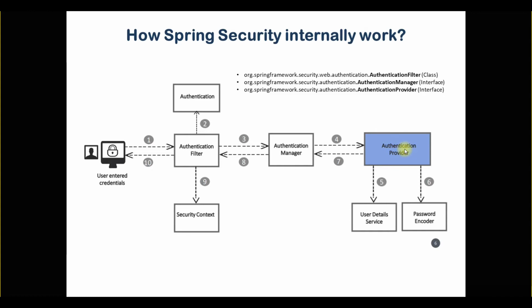In the authentication provider we will use two interfaces. The first one is the UserDetailsService, and the second one is the PasswordEncoder. The UserDetailsService is the interface which holds the user schema, like how my user details should look. Once the authentication provider, using UserDetailsService and PasswordEncoder, validates whether the input credentials are valid or not, the flow is given back to the authentication manager. Then, as you will see in point 7, it comes back to the authentication manager, and then the authentication filter.